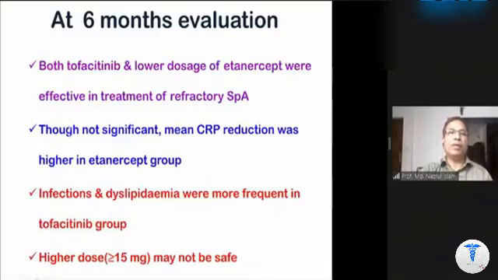So at 6-month evaluation, what is our impression? Both tofacitinib and lower dose etanercept were effective to treat the refractory SPA, and of course psoriatic arthritis as well. Though not significant, CRP reduction is more marked. Why am I talking about the CRP? Everybody knows the CRP is a marker of cardiac insult and injury, and in psoriasis and psoriatic arthritis, we have many comorbidities, including the cardiac risk. So that's why it is important. Infection and dyslipidemia are more frequent in the tofacitinib group. A higher dose, more than 15 milligram, may not be safe in this group.